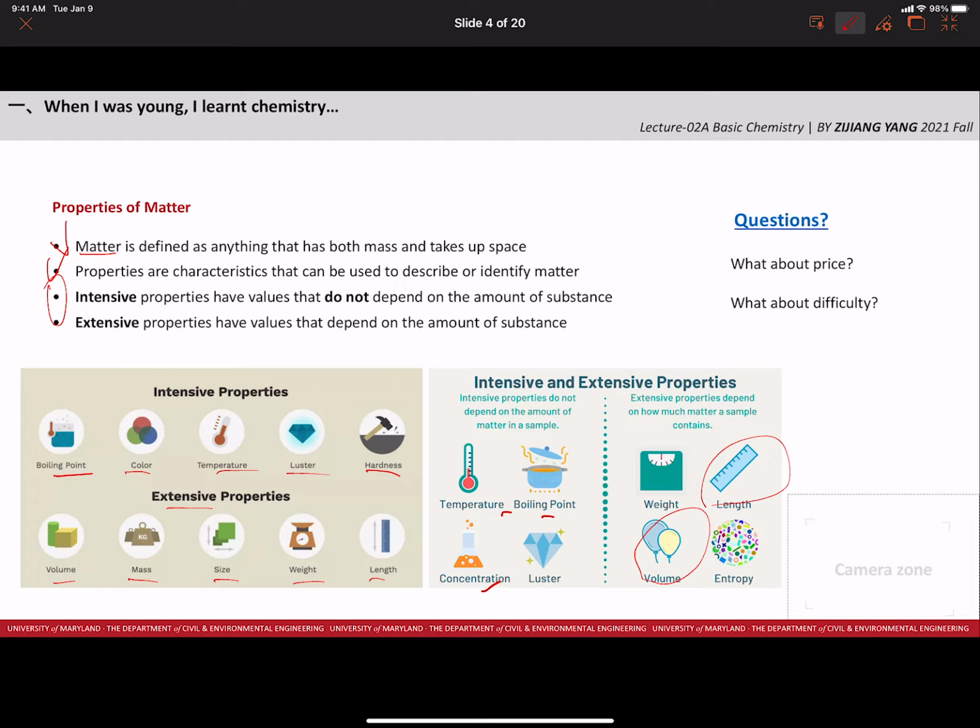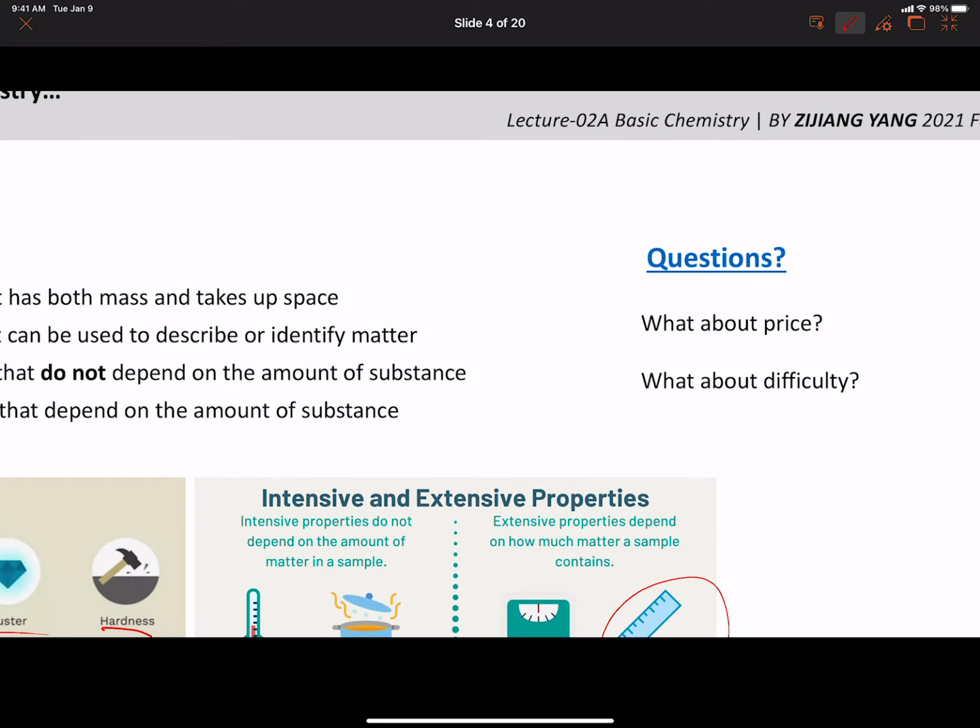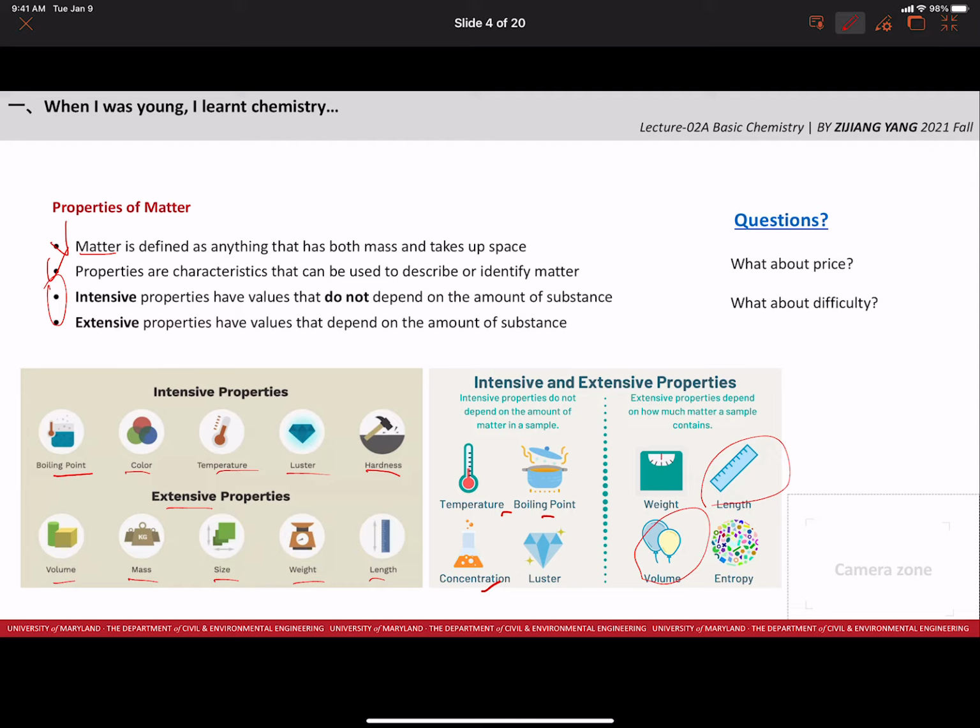And the second one is, what about difficulty? Like we have exams, and my exam is very difficult, and I have two exams. Do you think the difficulty will increase or will not change? Is it the same amount of time? That's difficult. Let's say your time will be doubled.